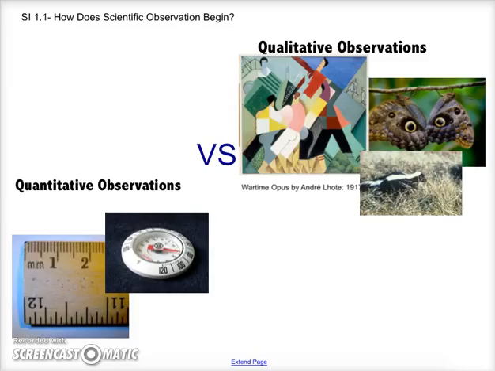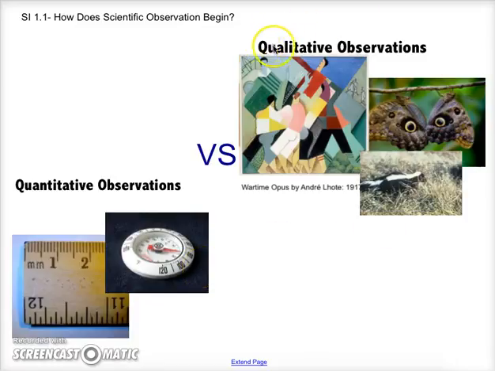There are two types of observations. The first one is quantitative observation. You can see the base word in quantitative is quantity, which means number. So in our pictures here we have numbers. We also have tools. So in quantitative observations we have to have a number and a unit. So here we have 1 millimeter. So we're on a ruler looking at 1 millimeter. Here we have a scale and we're looking at the pressure.